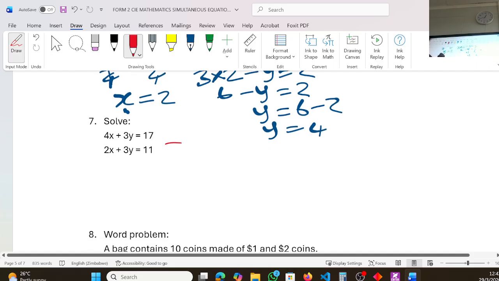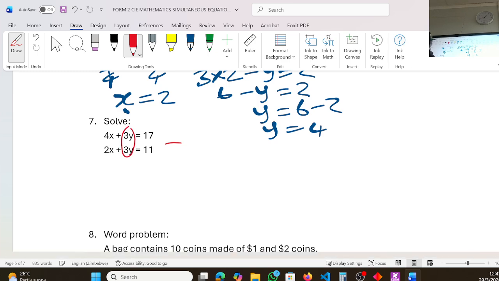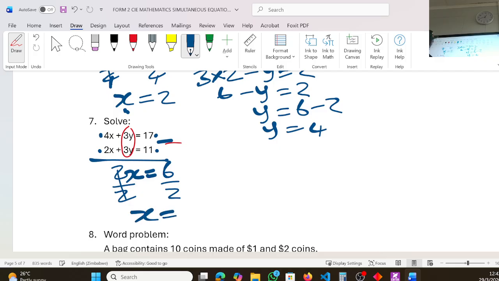And when I try and do a linear comparison, I can see that here we have exactly the same variable and coefficient, so we can eliminate it by subtracting. So when I subtract column-wise, I'm going to get 4x minus 2x, that's 2x, 3y minus 3y goes away, equal to 17 minus 11, it gives us 6. Therefore, when I divide both sides by 2, my x is 3.